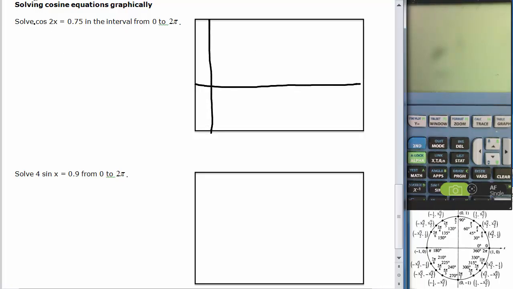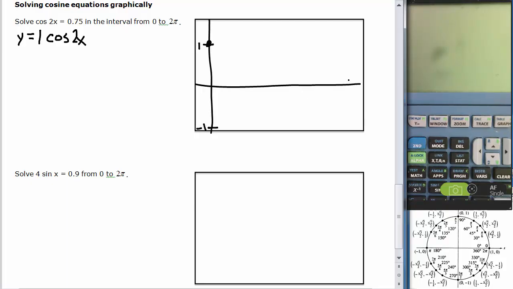We're working with cosine of 2x. Now, if you think of what y equals cosine of 2x would look like, the equation y equals cosine 2x is the same thing as the equation y equals 1 times cosine of 2x. So it'll be a cosine function that has an amplitude of 1. So we'll put a 1 up here, and we'll put a -1 down at the bottom.